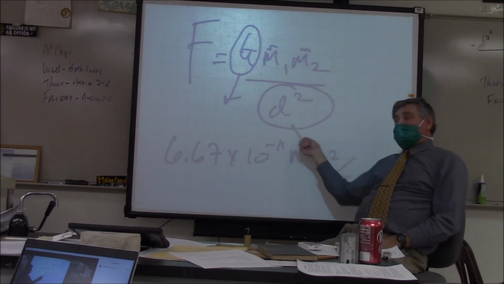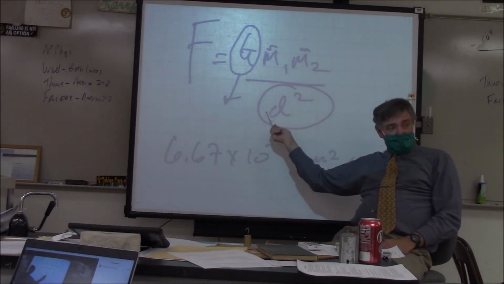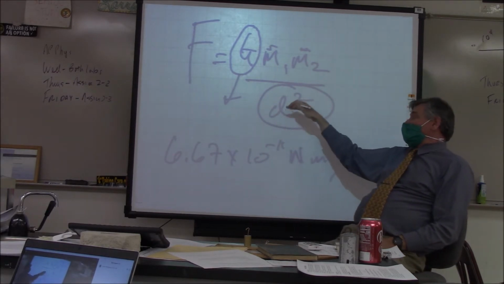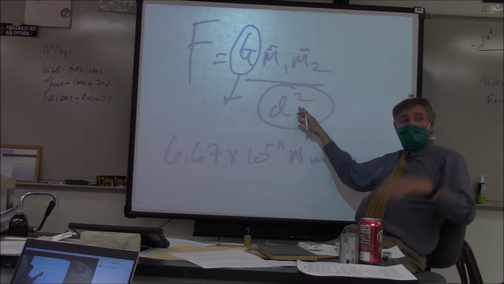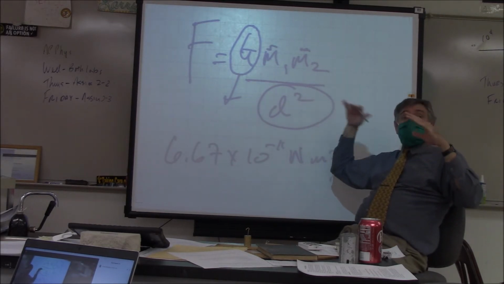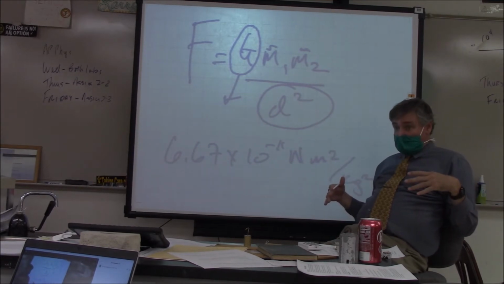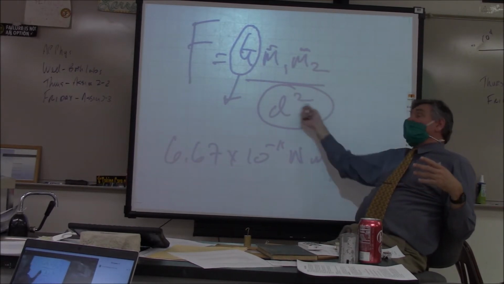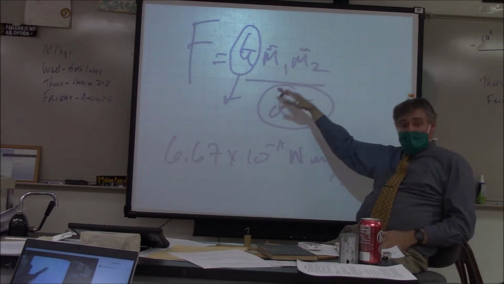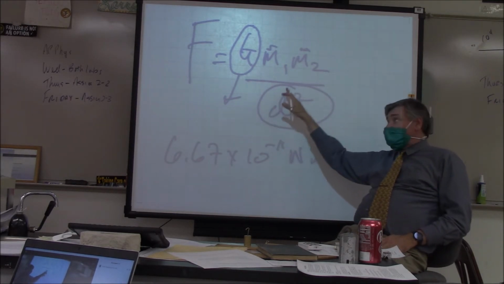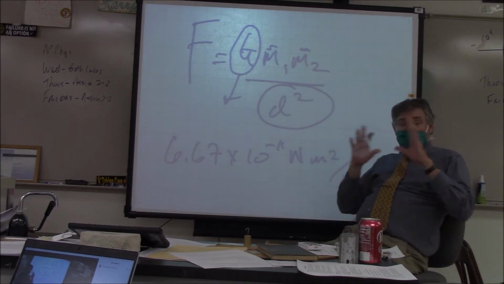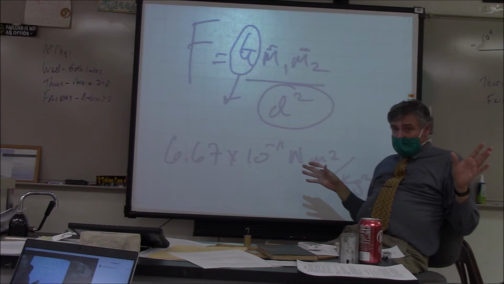But here's the other thing that's important. This is what's known as an inverse square law. You're dividing by distance squared. So what that means is if you double the distance, the force decreases by a factor of 4. If you triple the distance, the force goes down by a factor of 9. Or if you halve the distance, the force goes up by a factor of 4. So this is what's known as an inverse square law. It's inversely proportional to distance squared. So the gravitational force can never go to 0.